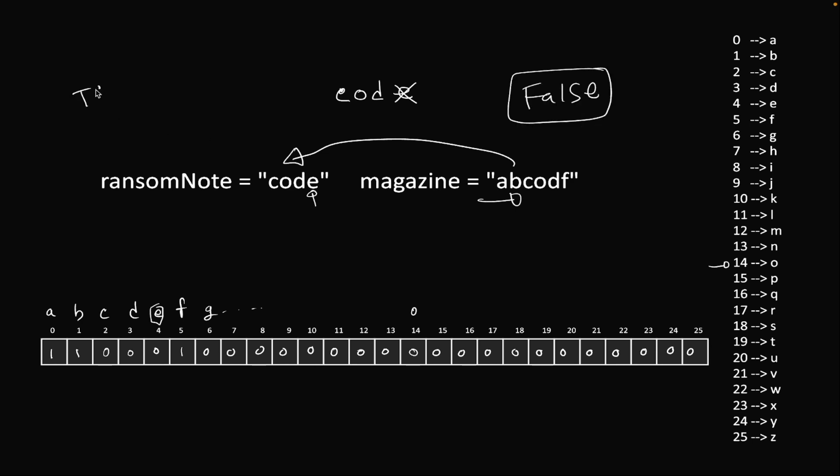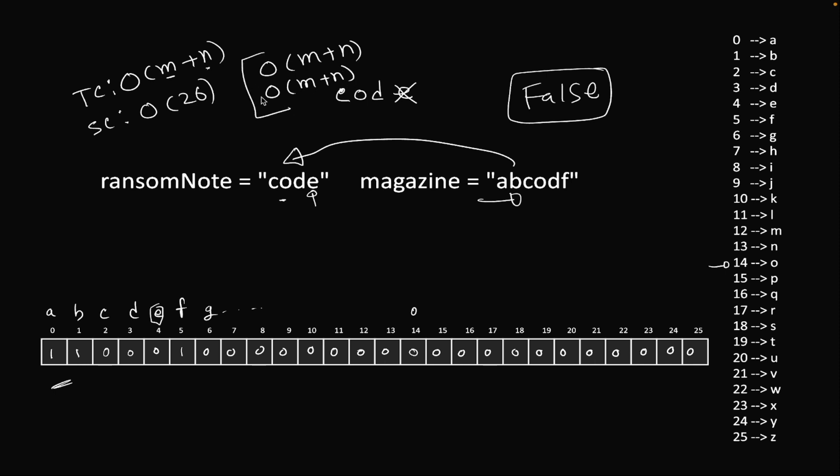This algorithm will take time complexity O of m plus n, where m is the length of this string, n is the length of this string. And this algorithm takes space complexity O of 26 for this frequency array. This is how we can solve this problem. The hash map solution takes time complexity O of m plus n and space complexity O of m plus n. We improve this space complexity from m plus n to O of 26, which is constant.